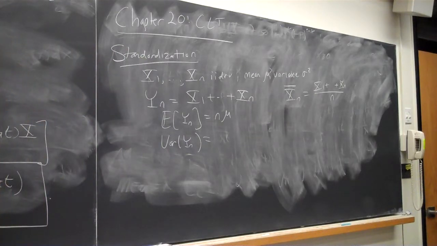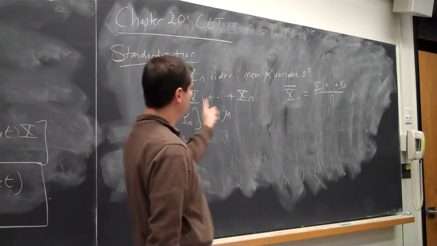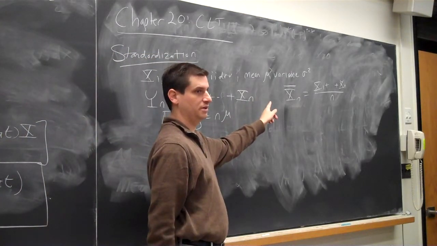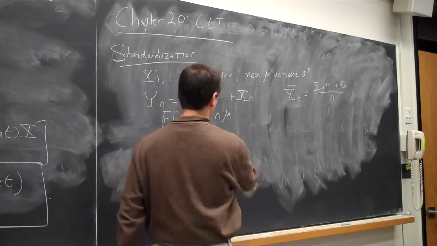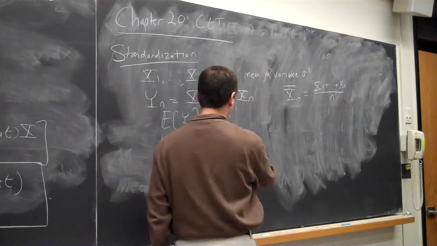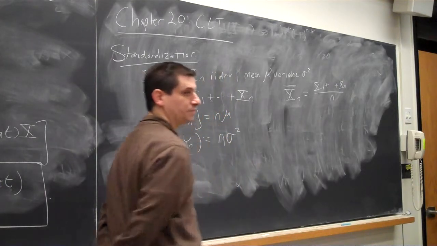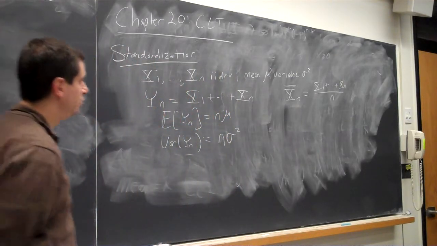N squared times n? Not n squared, n. The variance of a sum is the sum of the variances. I have n terms, so it's going to be n times the variance of each one, which is sigma squared. Alright, let's look at the other side.